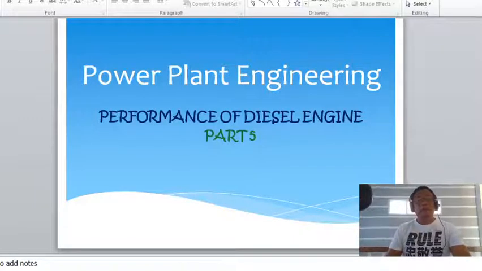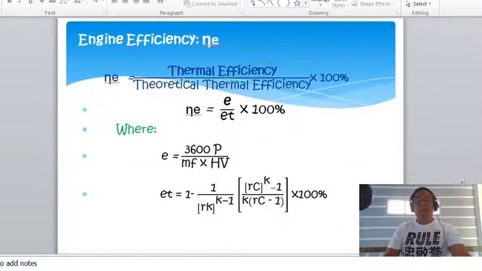Okay, so this is now the continuation of our discussion in power plant engineering, the performance of diesel engine. So this is maybe the last part of the presentation. This is part number 5. Okay, so let us now continue. By this time we are now going to tackle engine efficiency.